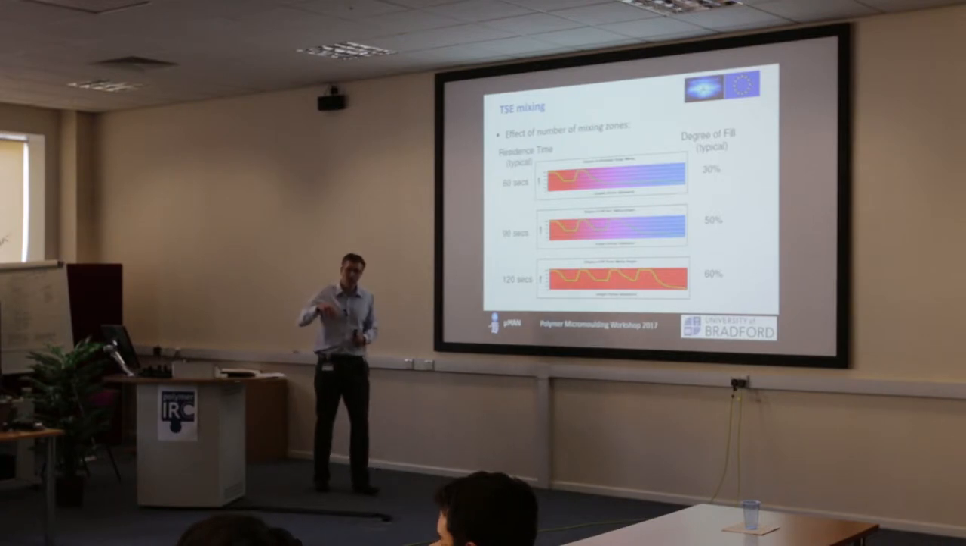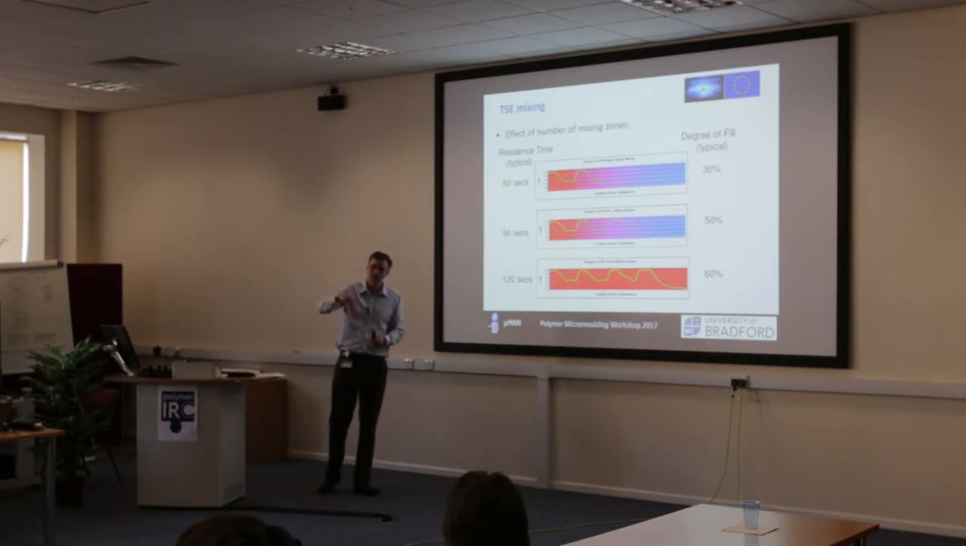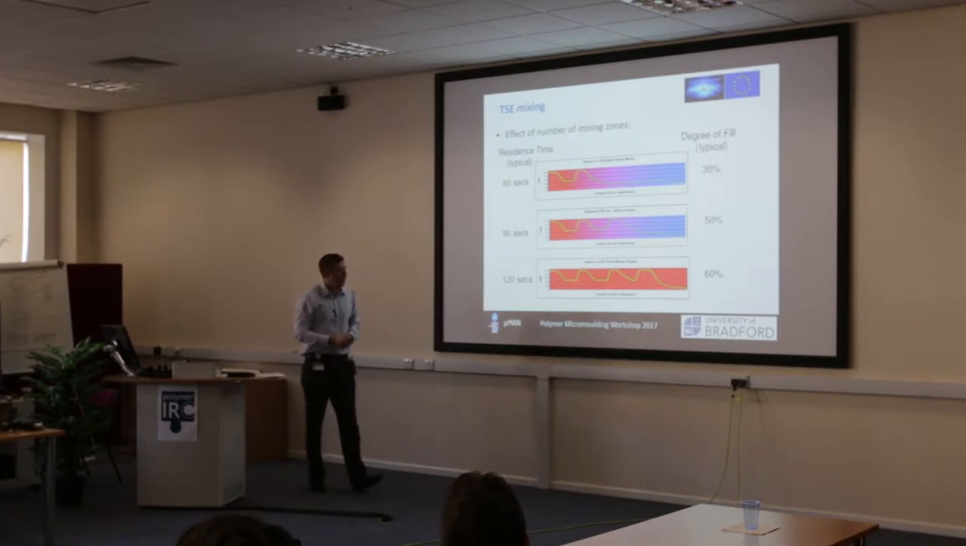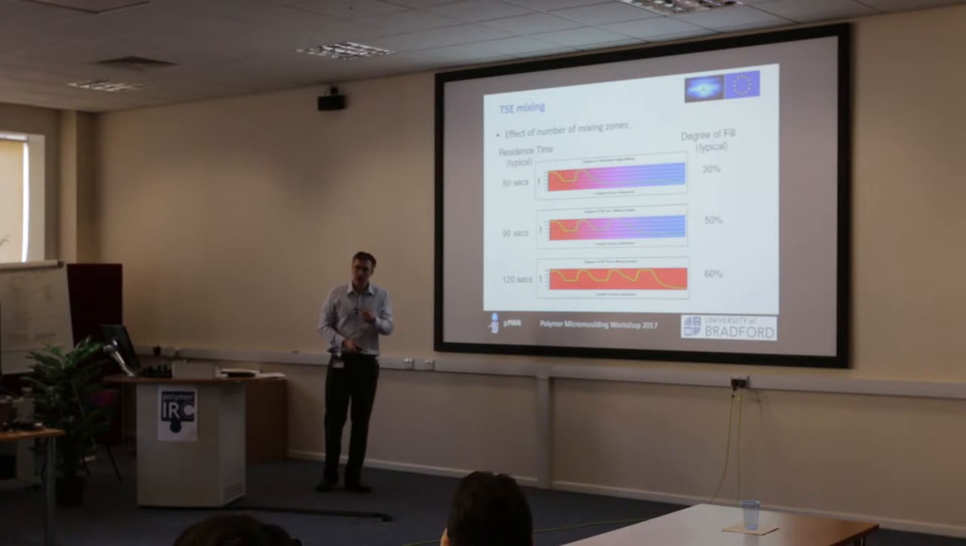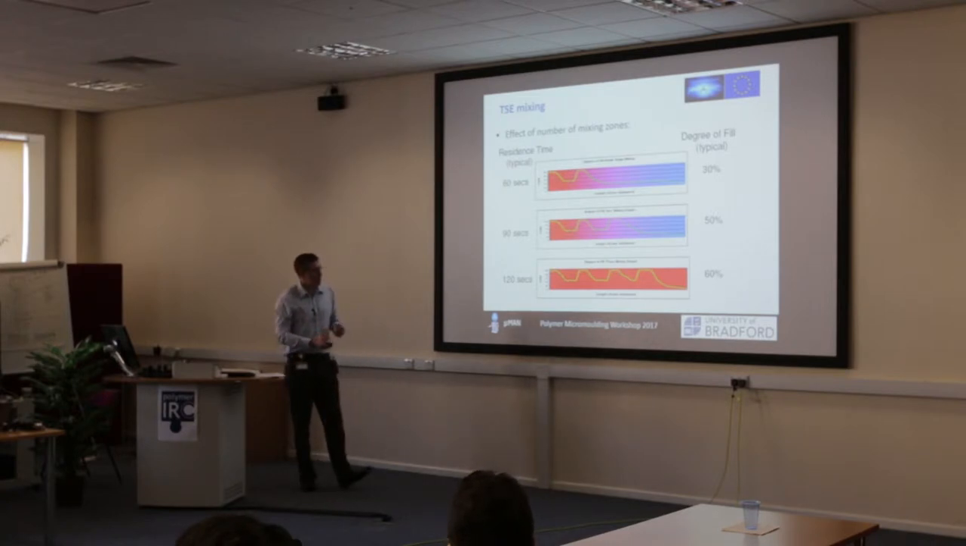We have to starve feed them, which means we have to trickle the feed of the material into them. And the gaps between the screws and the barrel are only partially filled. And that degree of fill will depend on the throughput, how fast we feed the polymers in, and also the screw rotation speed, but also the geometry of how we've set the screw up.